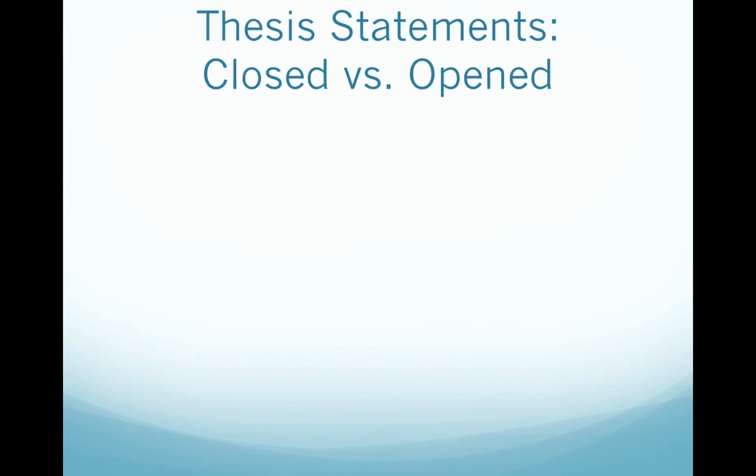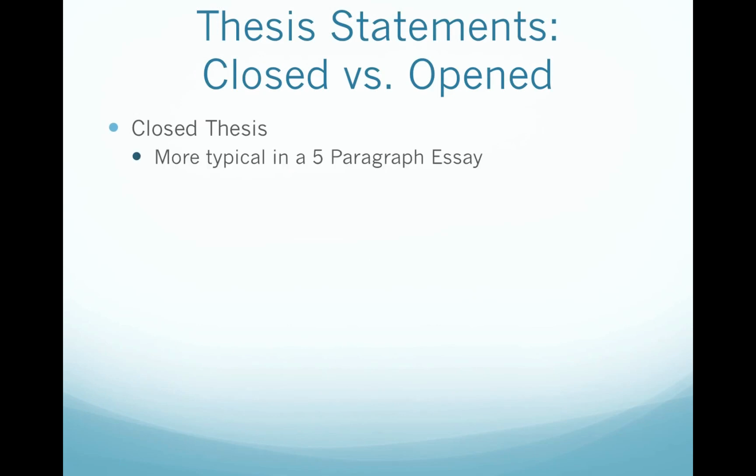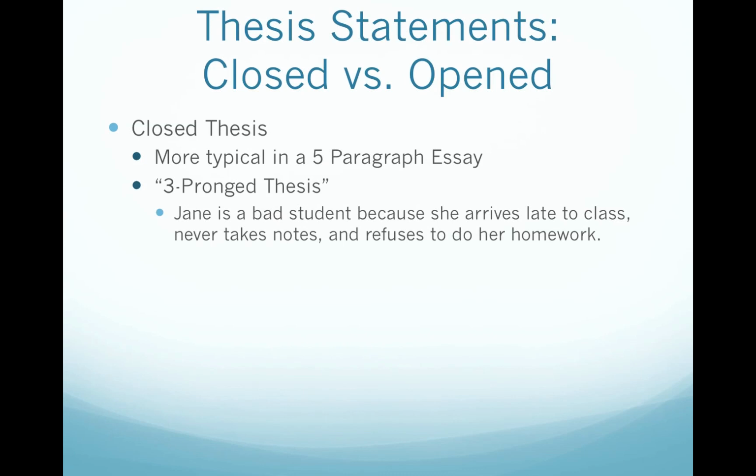Now, there are 2 types of thesis statements, closed versus open, and you may not be aware of this. You might not have heard this before. Most of you are probably more familiar with the closed thesis statement because it's more typical in the 5-paragraph essay. It's also something that people might call a 3-pronged thesis. And what that means is that you have all 3 points that are based in your thesis statement.